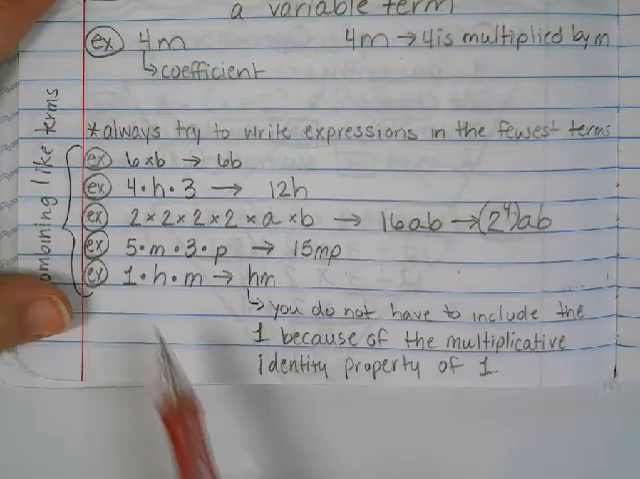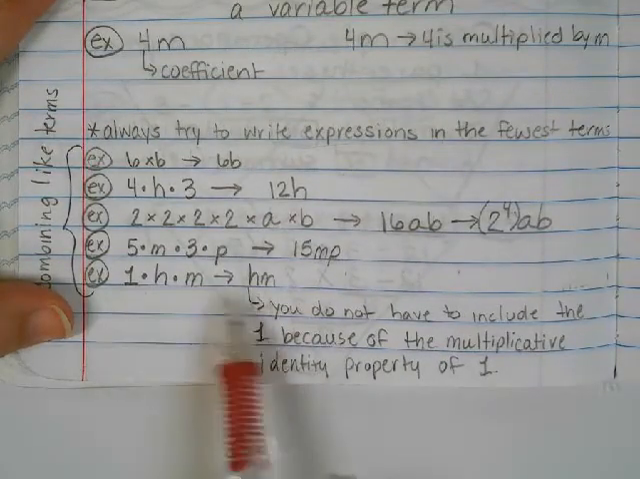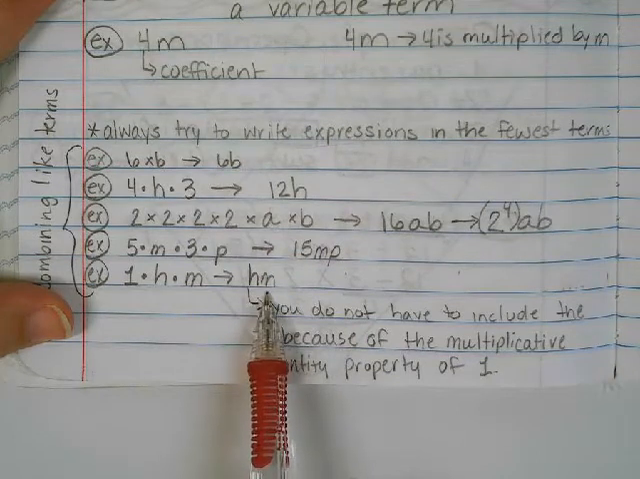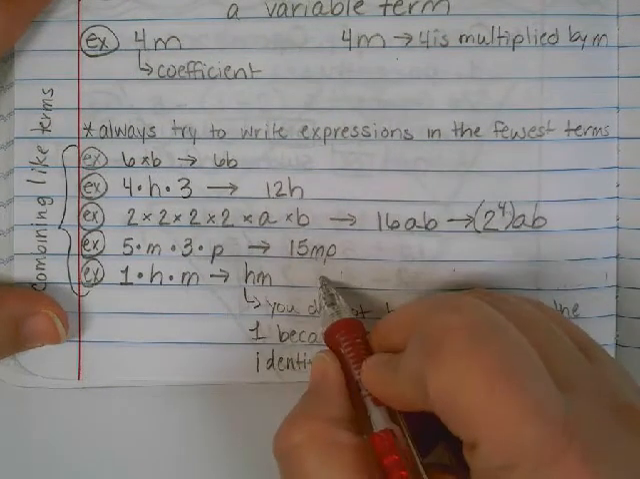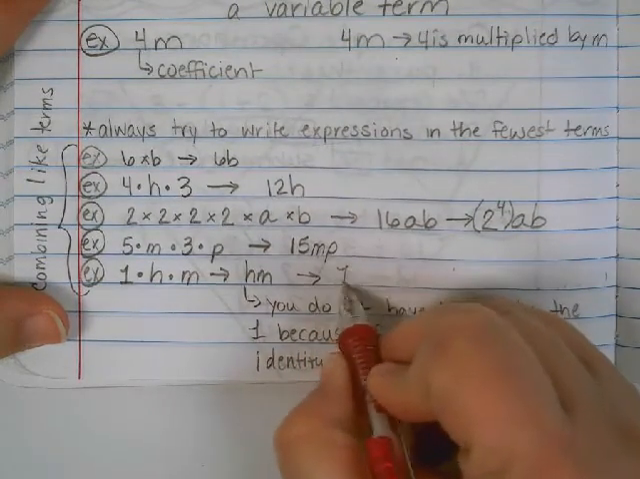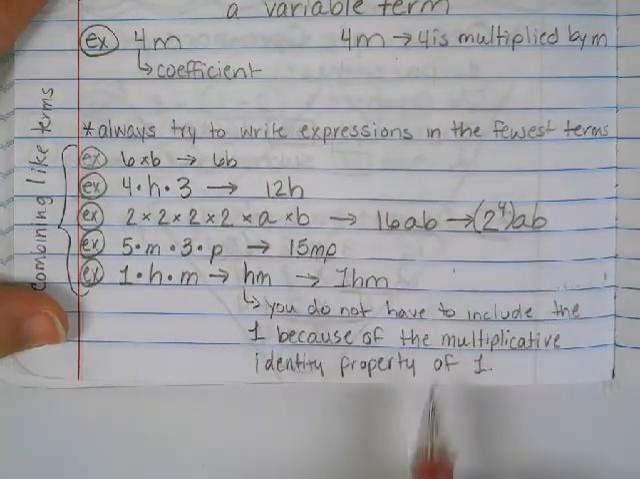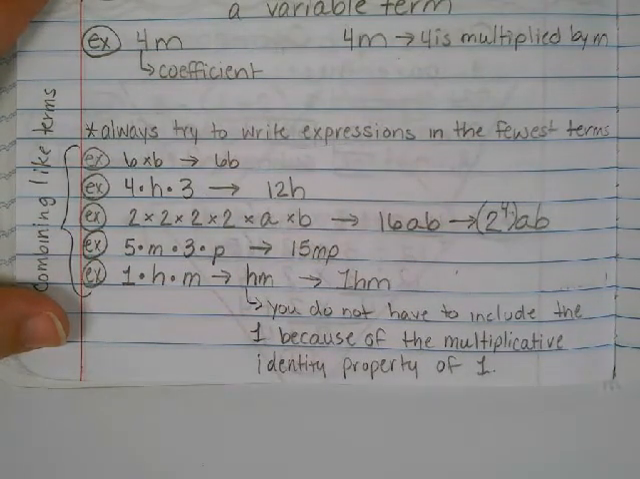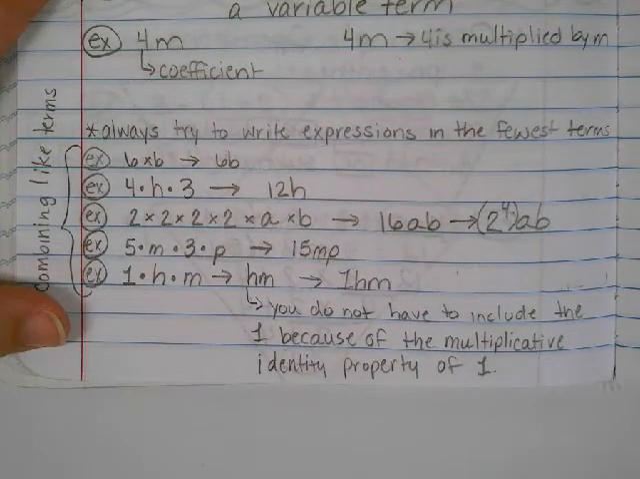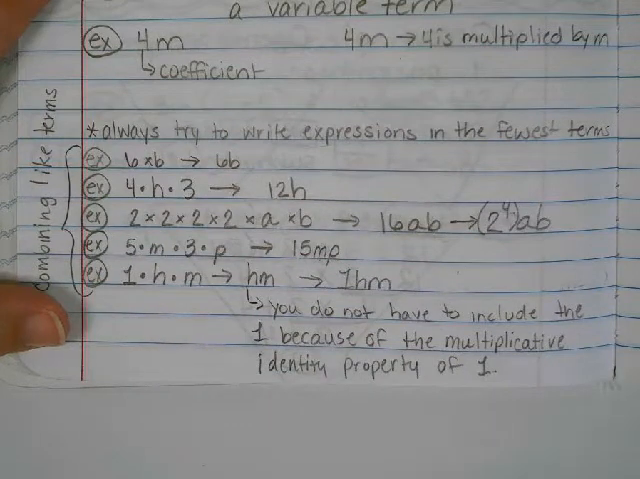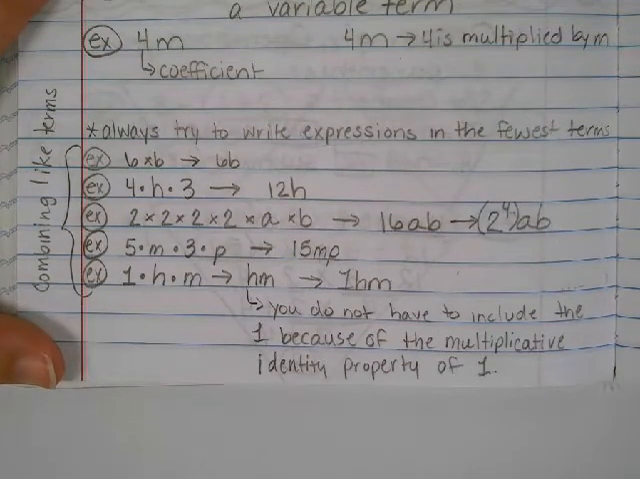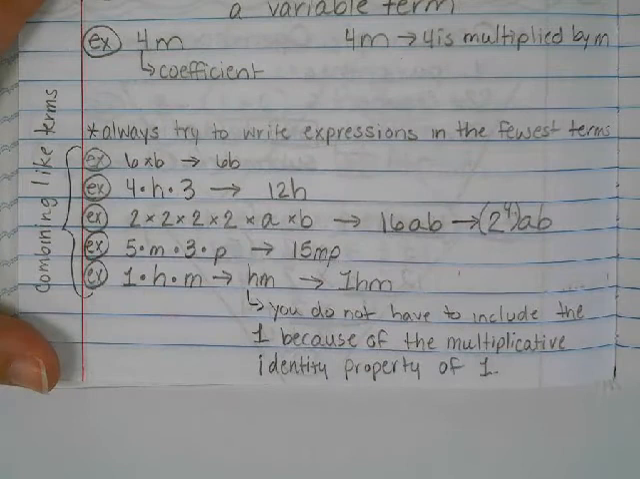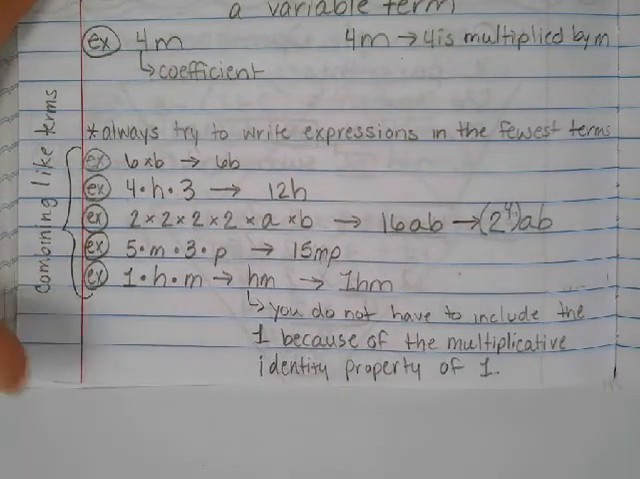In the last one, I show you 1 times h times m, and we can rewrite this as hm. You can rewrite it as 1hm, but you don't have to include the 1 because of the multiplicative identity property of 1. So 1 times anything results in that variable or number. So since 1 times hm would just be hm, I'm not required to write the 1. The 1 is understood. And again, we call this combining like terms.